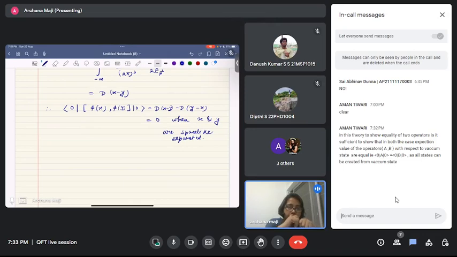In this theory, to show equality of two operators, is it sufficient to show that in both cases the expectation values of the operators A, B with respect to the vacuum state are equal? Equality of two operators.